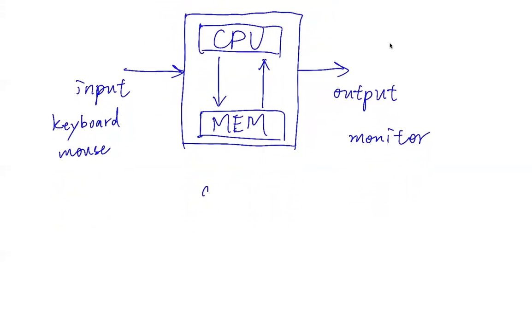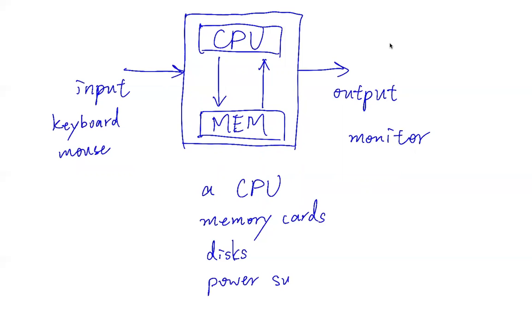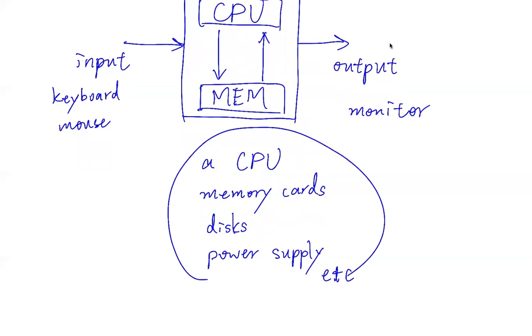Okay, so based on this architecture, we can understand that there are a couple of things that are required. For example, you need a CPU, right? You also need some memory cards, and you also need disks and a power supply, etc. So these are required.